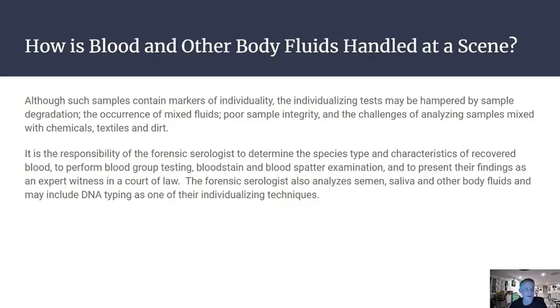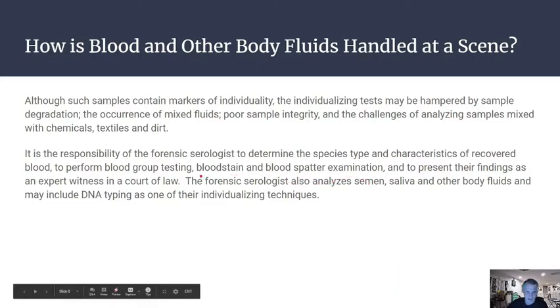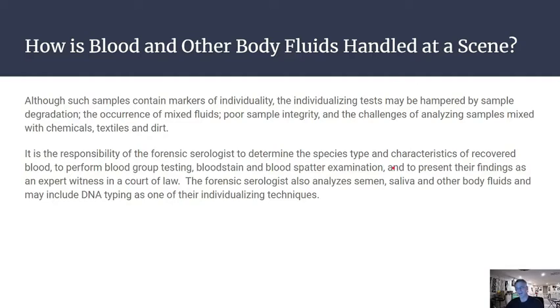It's the responsibility of a forensic serologist to look at the blood. Usually they're working in a lab. However, sometimes these serologists will come out and do blood stain and blood spatter examination, but most of the time they spend their time in the lab. So it's up to the CSI to properly package these materials and get them into the lab so that the forensic serologist can actually analyze their findings.